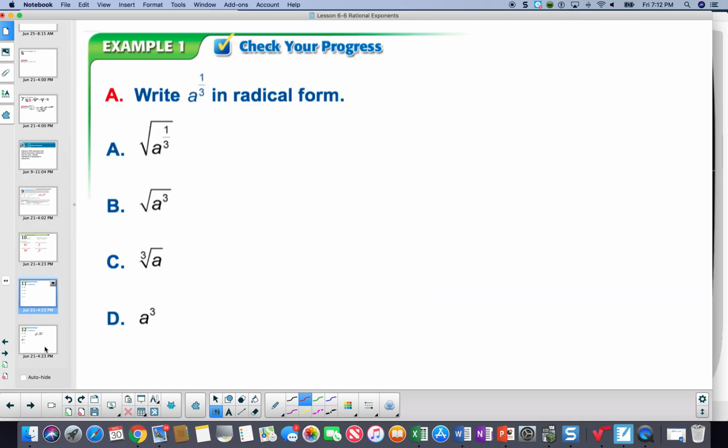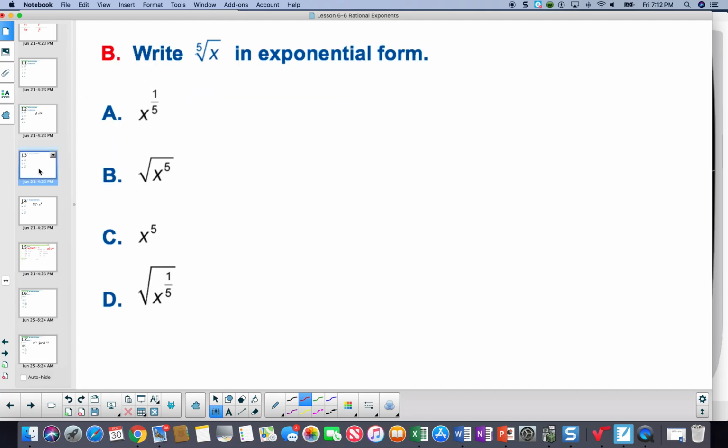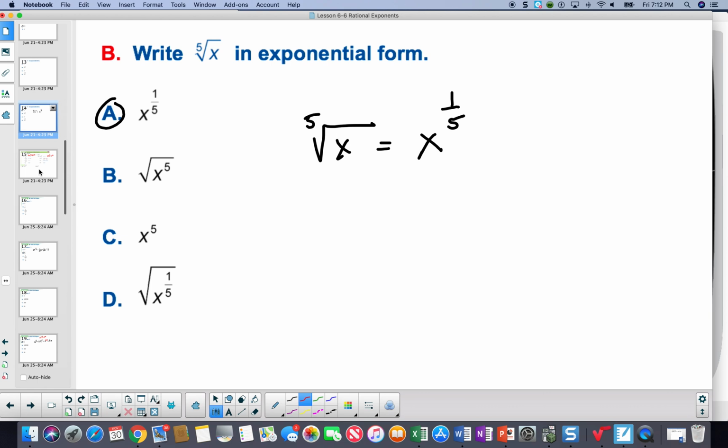Pause to do the problem, and here's the answer. Pause to do the problem, and here's the answer.